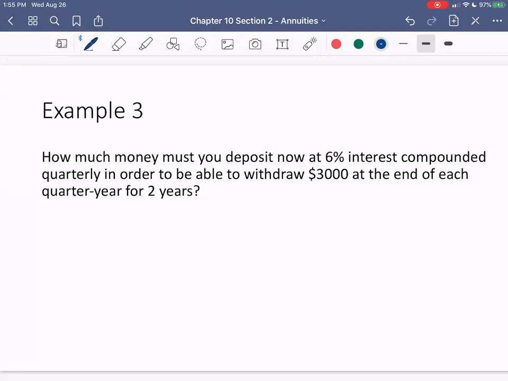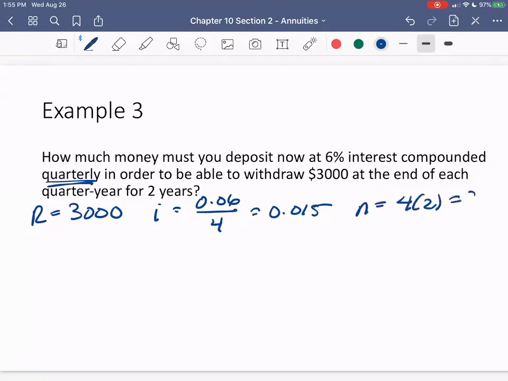So first off, let's identify what we have. We have our rent, which is $3,000. Our I is our interest rate, which is 0.06 divided by our N, which is 4 because it says quarterly, and that is 0.015. And our N is quarterly times the number of years, which is 8. So again, here's our 3 pieces. And we're using our new formula now. Our new formula says P equals 1 minus 1 plus I to the negative N power all over I times R.